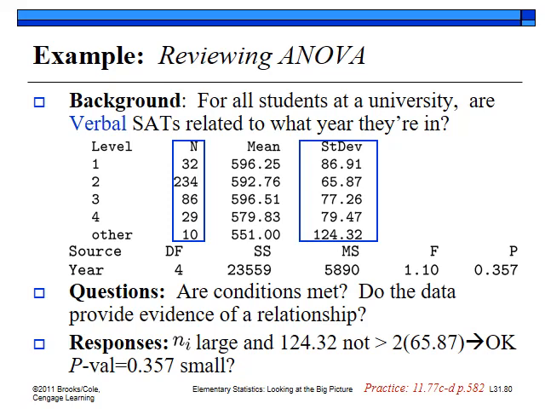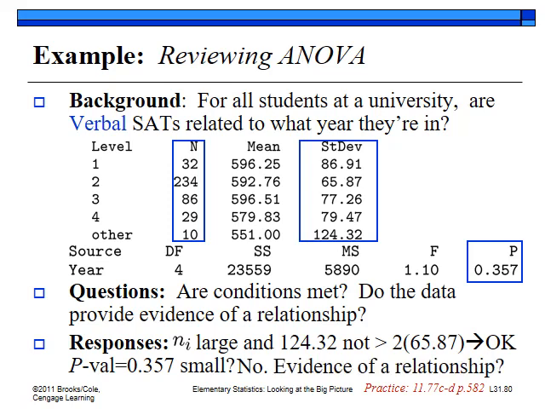The n's are all large enough, and checking the standard deviations, the biggest one, which is 124, is less than twice the smallest one, which was 65.87, so that's okay. So now we can look at our p-value. We see the p-value is 0.357. That's not small. So we have no evidence of a relationship. We do not reject the null hypothesis.